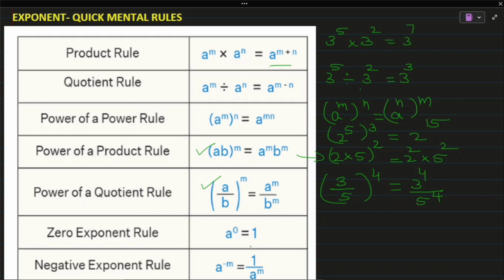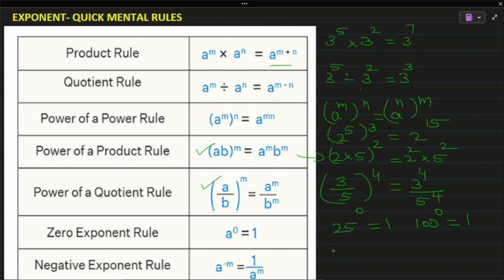Now the next one, the zero exponent rule. Any number raised to 0 becomes 1. For example, 25 raised to 0 is 1, 100 raised to 0 is 1. If the power is 0, the answer will be 1.